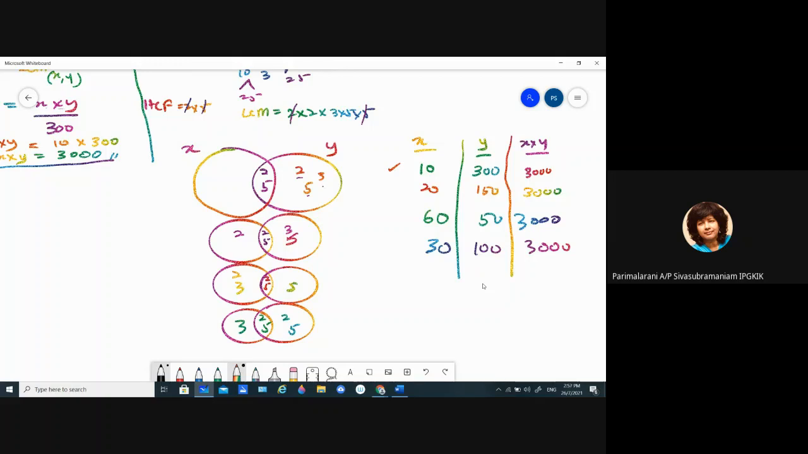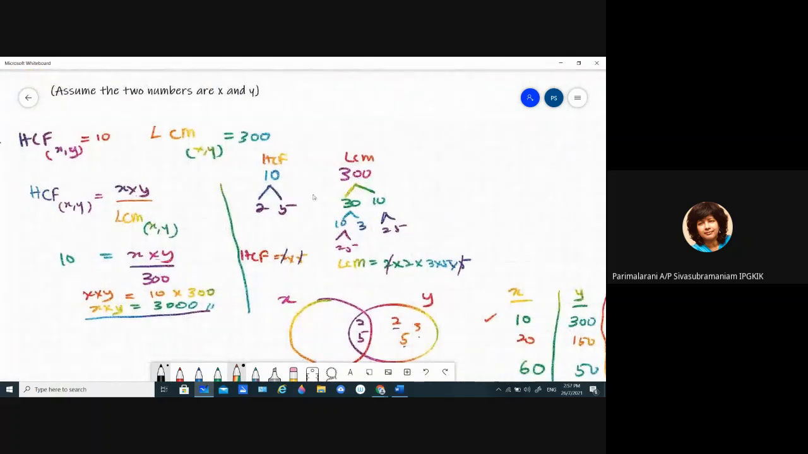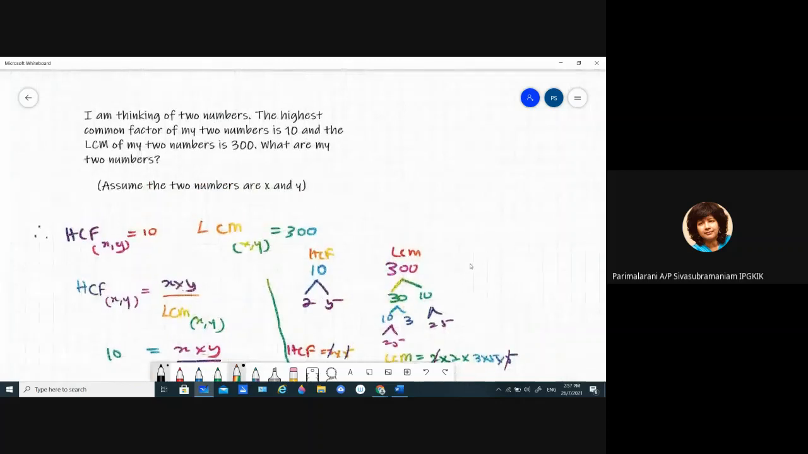So x can be 10 and y can be 300, or x can be 20 and y can be 150, or x can be 60 and y can be 50, or x can be 30 and y can be 100. So these are the four possible numbers for your two numbers.